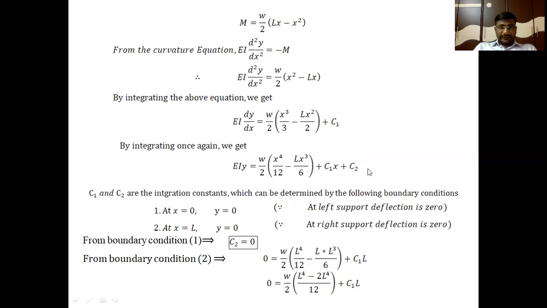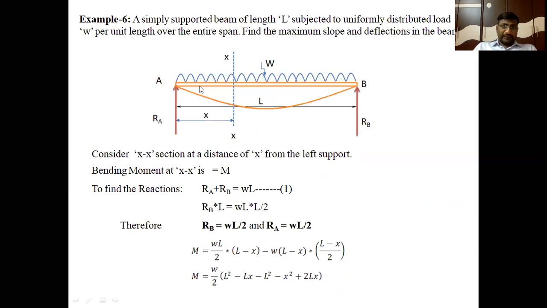How to get the C1, C2 values? The C1, C2 values will be determined by the boundary conditions of the given beam. So what are the boundary conditions? By looking at the diagram, we can say that the boundary conditions are here at A is deflection 0, at B is also deflection 0, isn't it? The beam doesn't deflect at supports upon application of load on the beam.